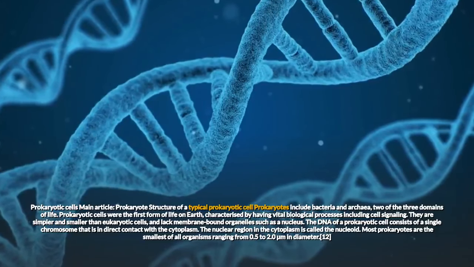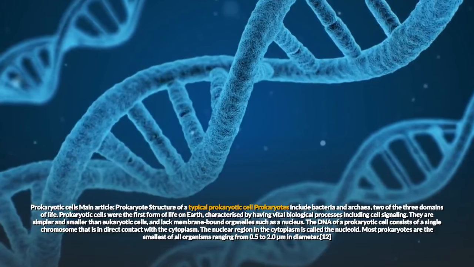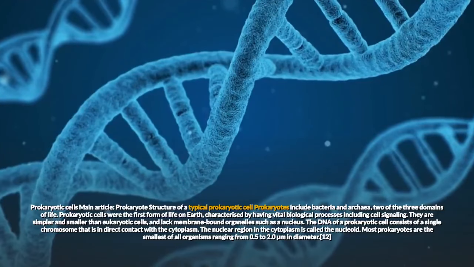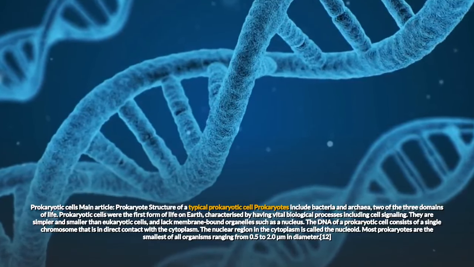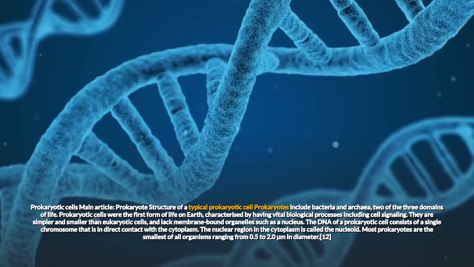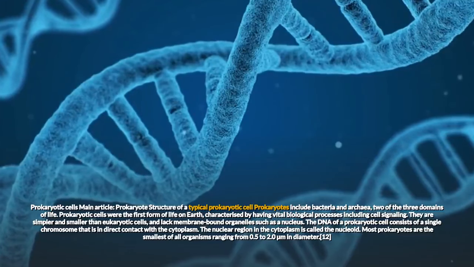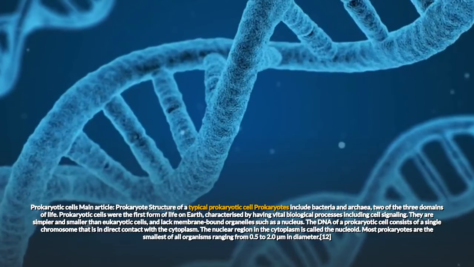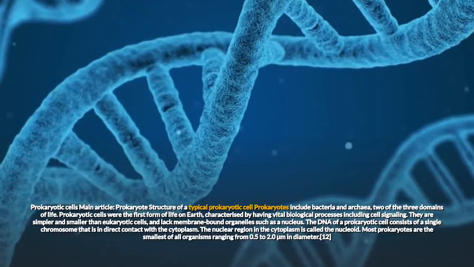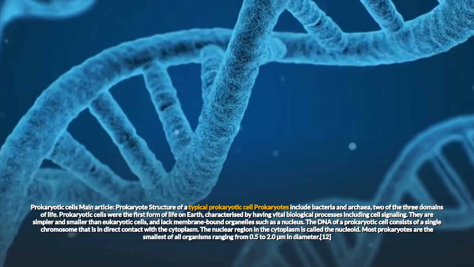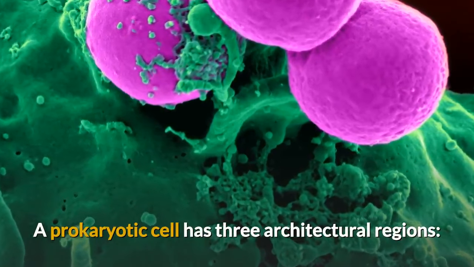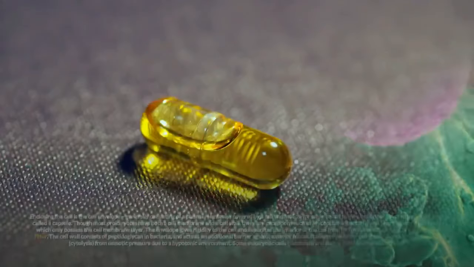They are simpler and smaller than eukaryotic cells, and lack membrane-bound organelles such as a nucleus. The DNA of a prokaryotic cell consists of a single chromosome that is in direct contact with the cytoplasm. The nuclear region in the cytoplasm is called the nucleoid. Most prokaryotes are the smallest of all organisms, ranging from 0.5 to 2.0 micrometers in diameter. A prokaryotic cell has three architectural regions.